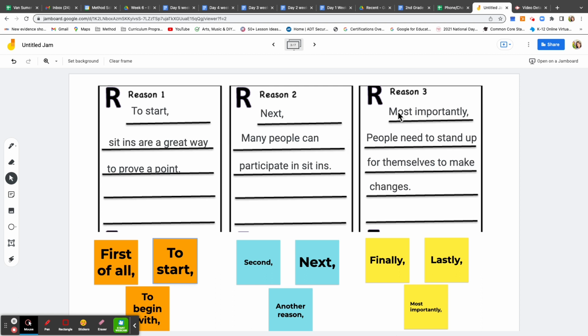For example, I wrote, most importantly, my sentence starter, people need to stand up for themselves to make changes. Go ahead and write your third reason now why you agree or disagree with sit-ins. You can pause now and play the video again when you are ready.